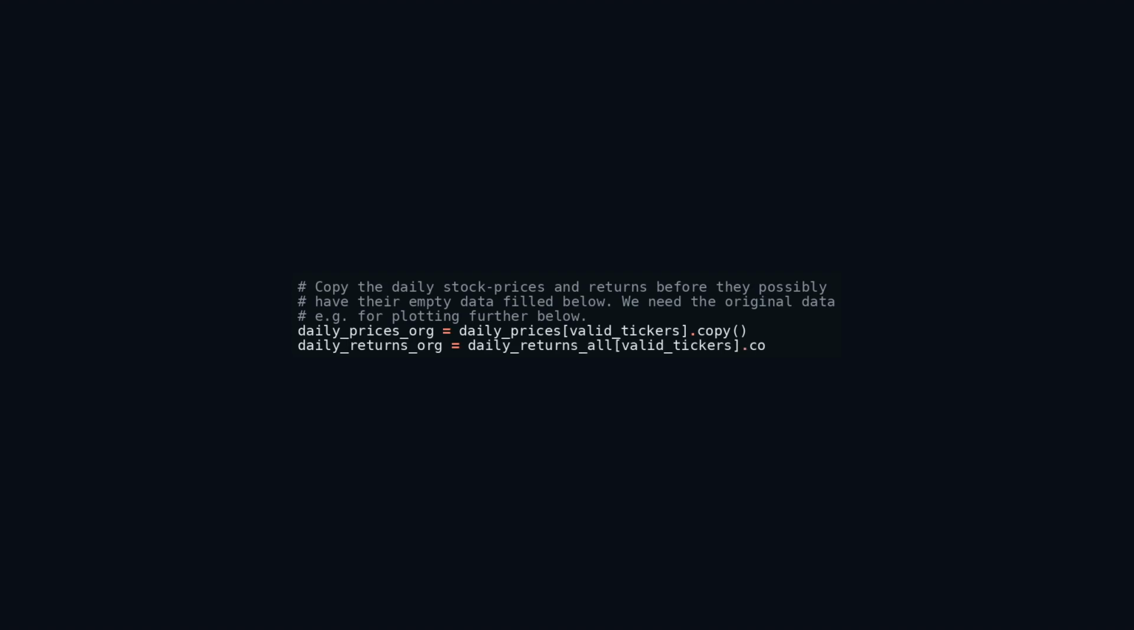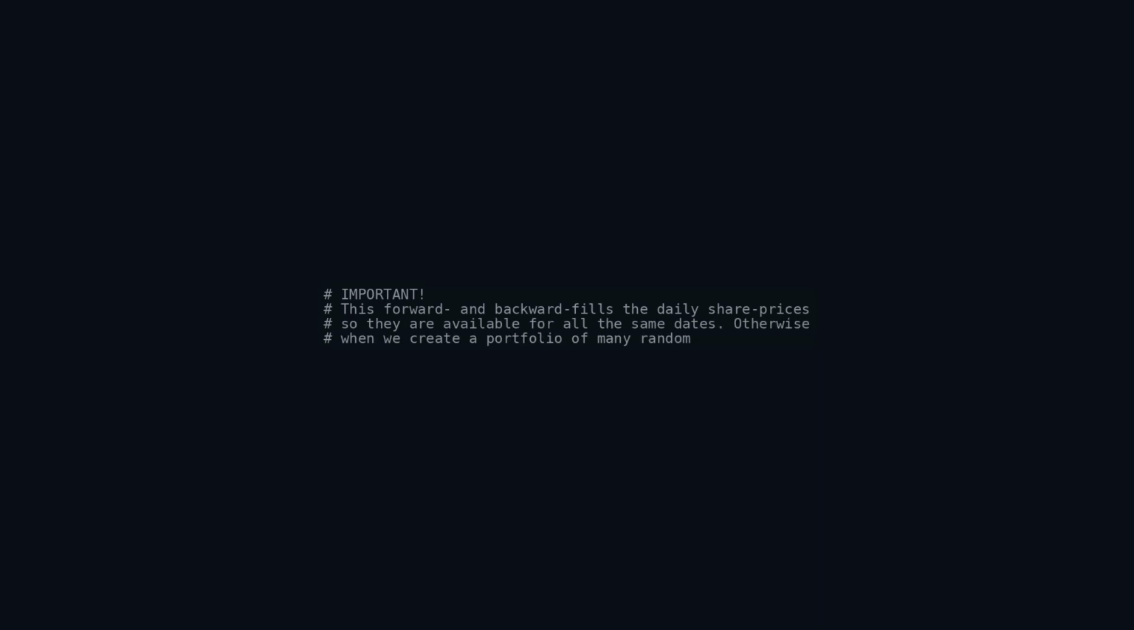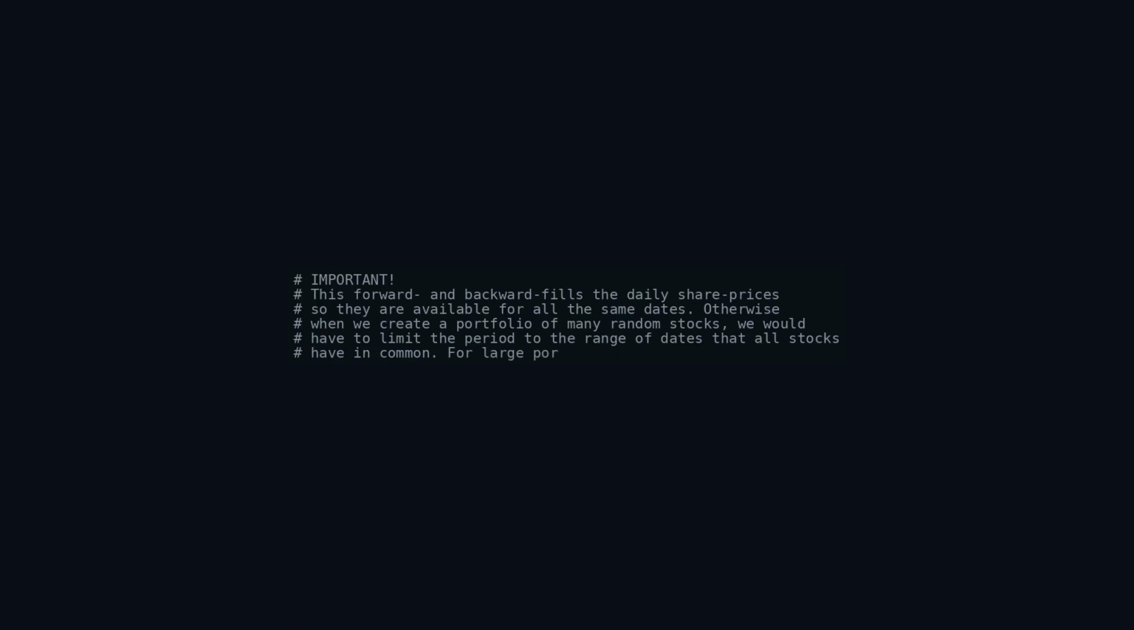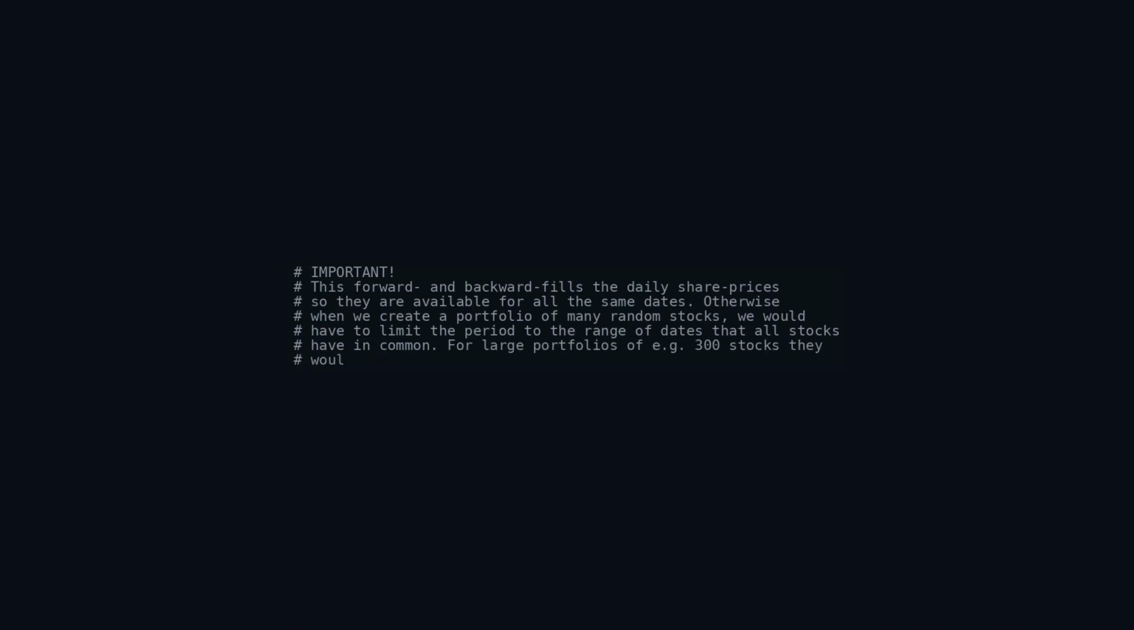The given code addresses the issue of missing share prices by carrying the last known value forward or backward and recalculating daily returns based on these filled prices. This is crucial for maintaining consistent and complete data across a portfolio of random stocks, ensuring that all daily share prices are available for the same dates.